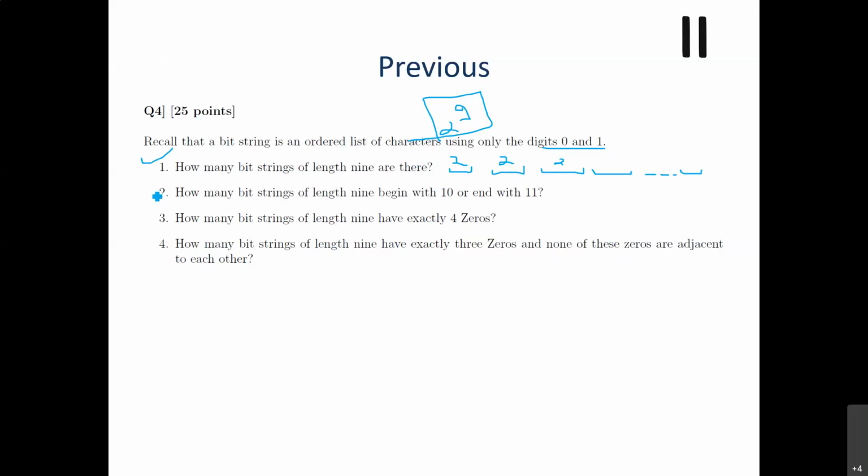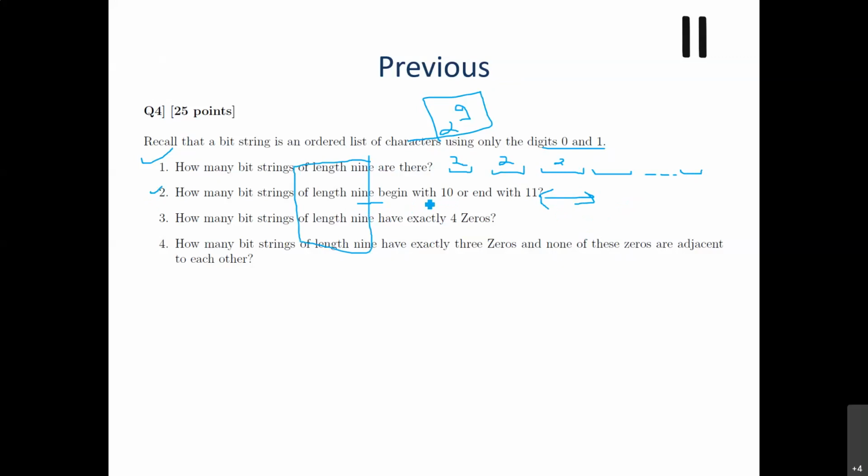Okay. How many bit strings of length 9 begin with 1, 0 or end with 1, 1? Okay, so they're all length 9. Let's just get that out of the way. I'm not going to do this because we already did it with the 3, 7 thing.